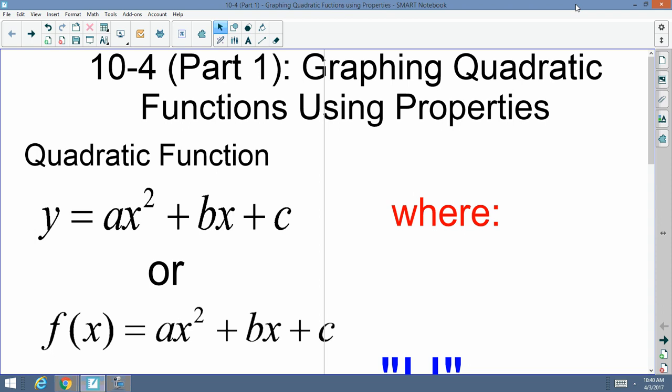Welcome back to Mr. Morrow's Algebra 2 class. Today, guys, we're going to continue with our quadratics. We've been learning how to solve quadratics, and now we're going to learn how to graph quadratics, and then eventually we're going to finalize this by solving, by graphing, any quadratic. So let's get right to it.